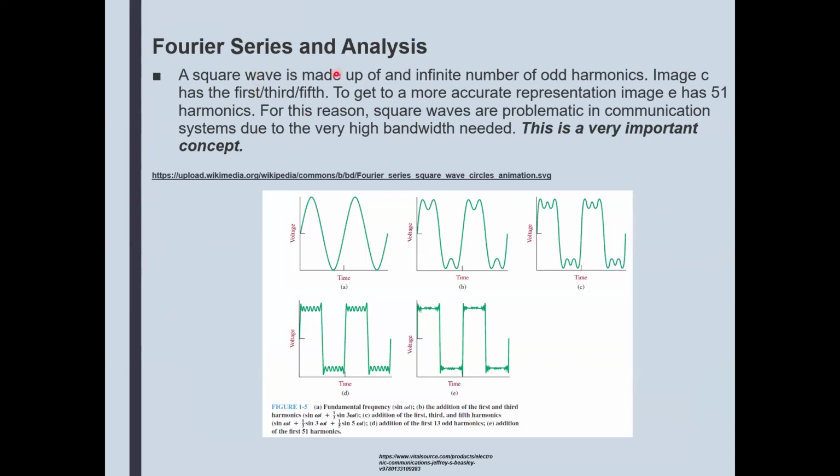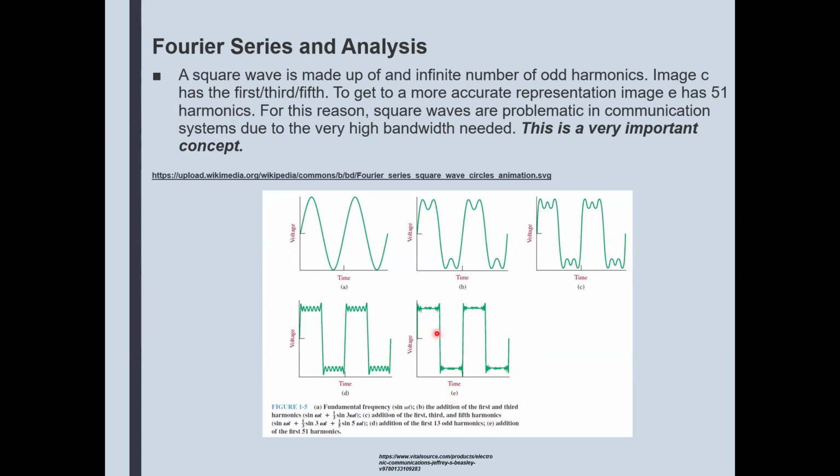Okay. For your series analysis, a square wave is made out of an infinite number of odd harmonics, as we just showed. Image C. Where's image C? Here. See that? If you start adding the odd harmonics, things are going to look like a square. So image C has the first, which is the fundamental frequency, third, fifth, and so on. And the shape is going to look like this. To get a more accurate representation, image E has 51 harmonics.